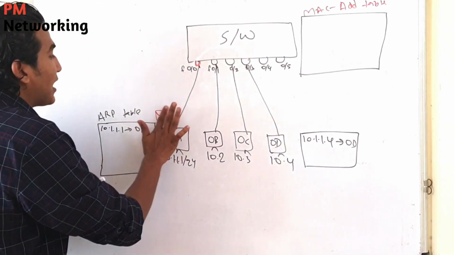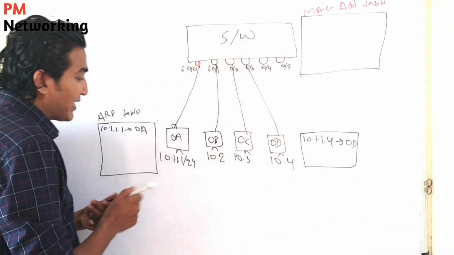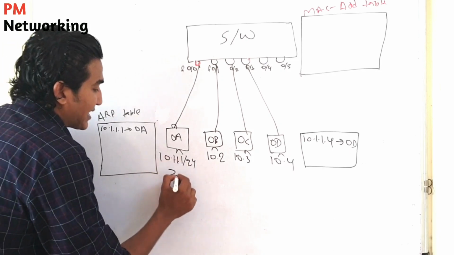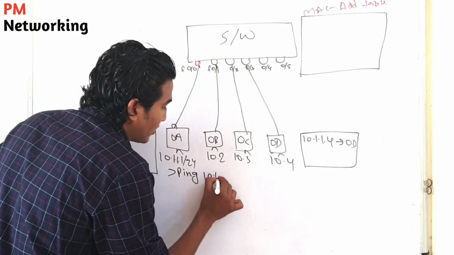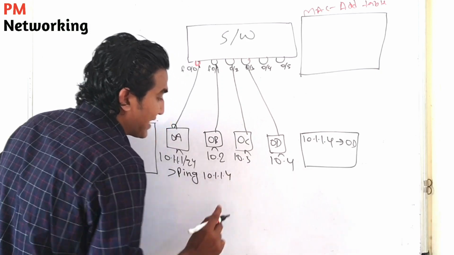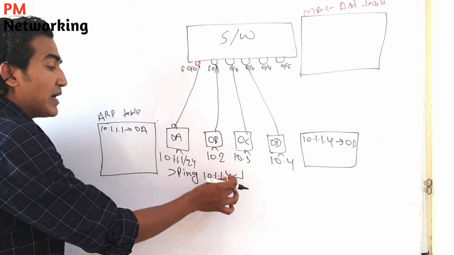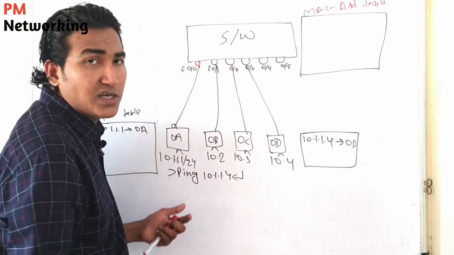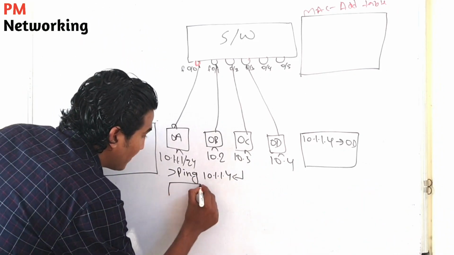Just suppose I am sending some traffic from this PC to this PC, right? So just go to the command prompt and type ping 10.1.1.4 and hit enter. Once you hit enter, traffic will be generated, an ICMP echo request, as we discussed in the last class, right? So this echo message will be generated.